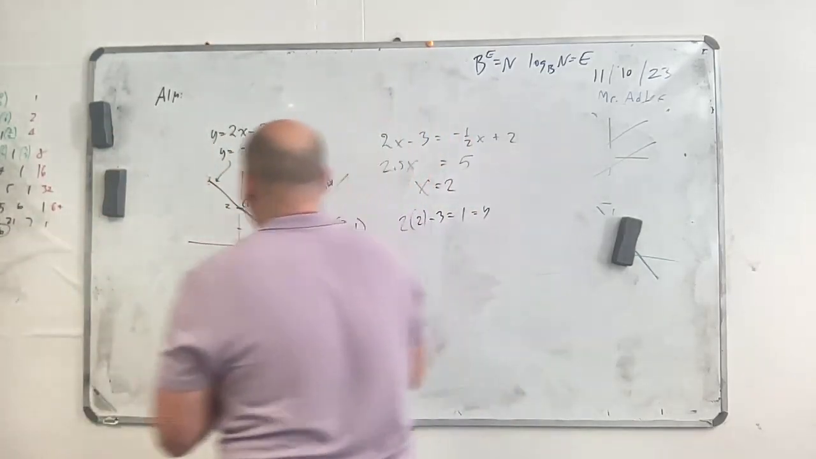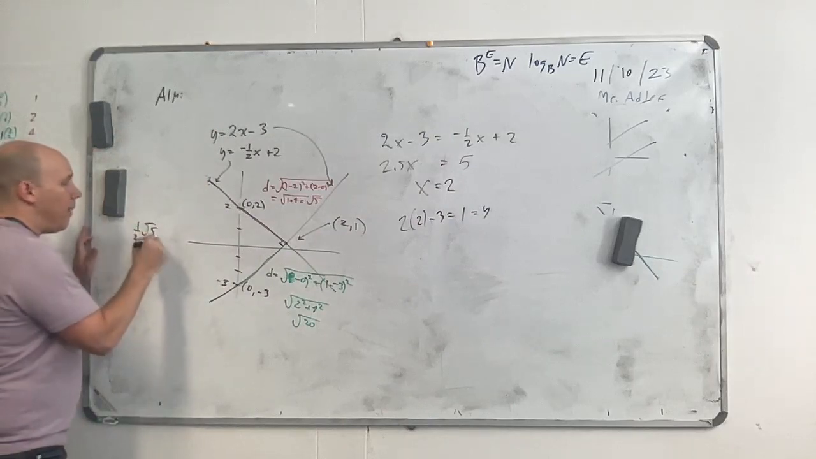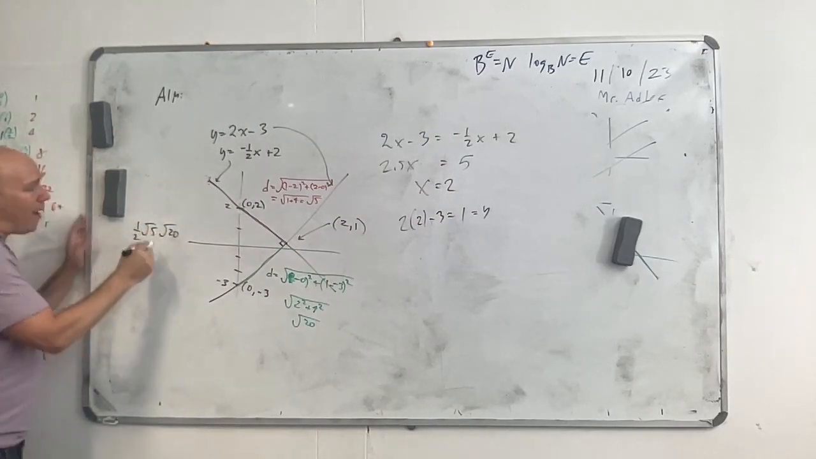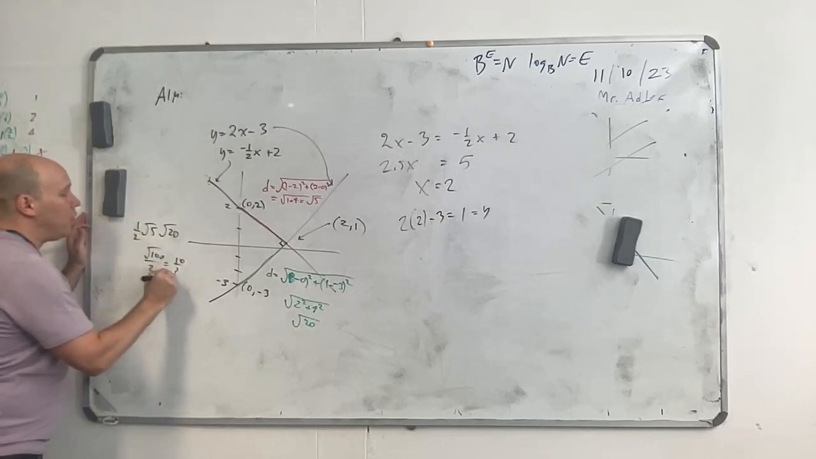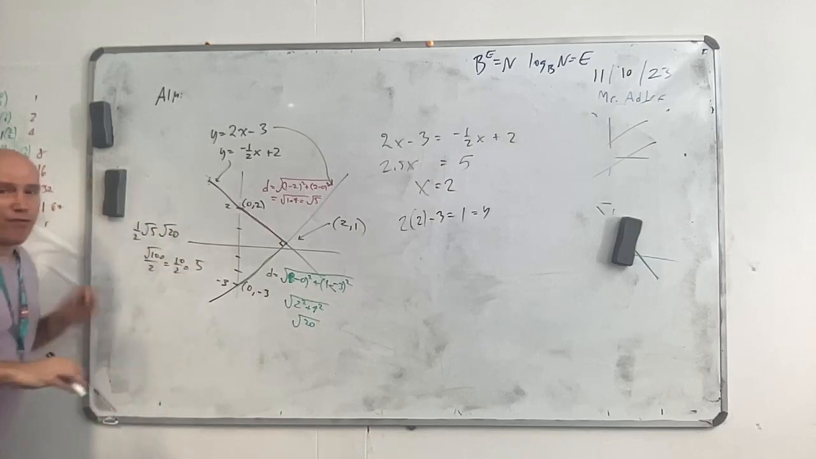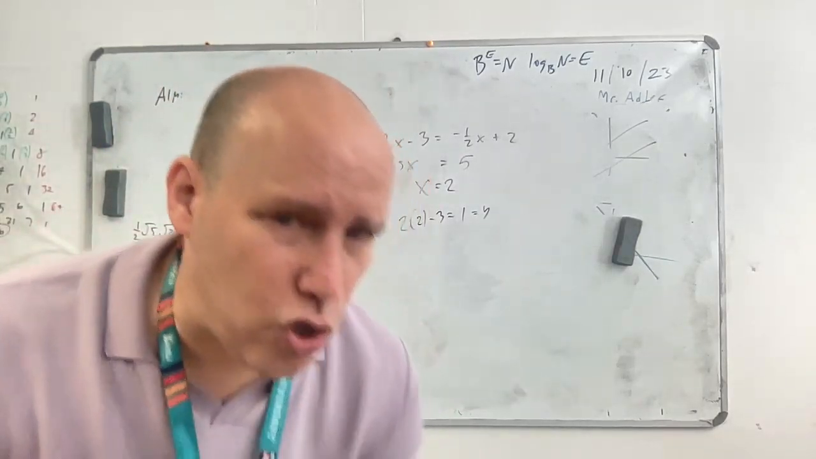The area of the triangle is 1/2 the base times the height. Well, we know from radicals, this is radical 100 over 2, which is 10 over 2, and the area is 5. Good.